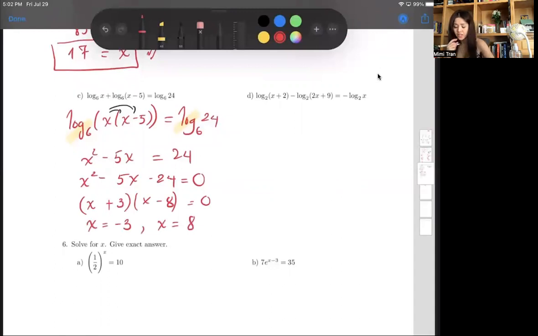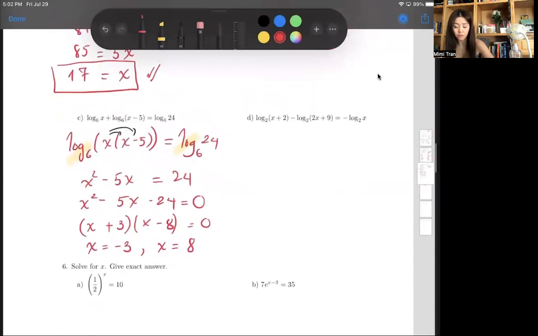And then you're going to check. Let's see. Can't be -3, right? Because the first thing you plug in, log base 6 of -3, that's a negative input. We don't want that. So you can safely cross that out. What about 8? X equal 8. Let's check with the calculator.